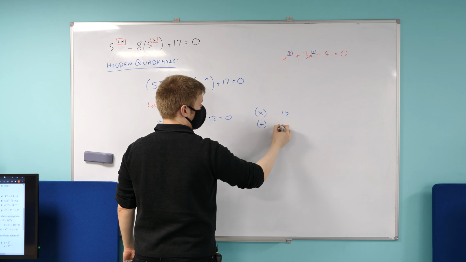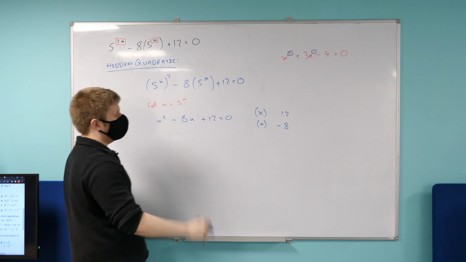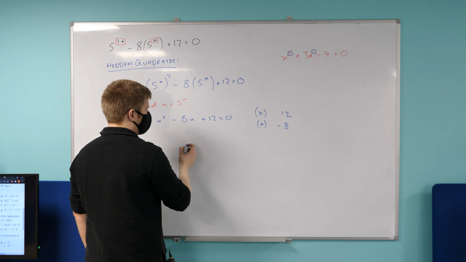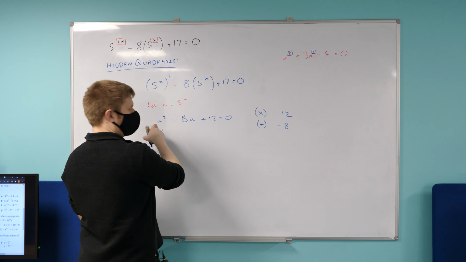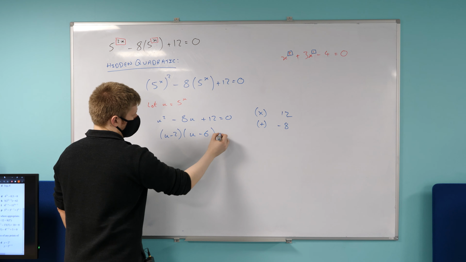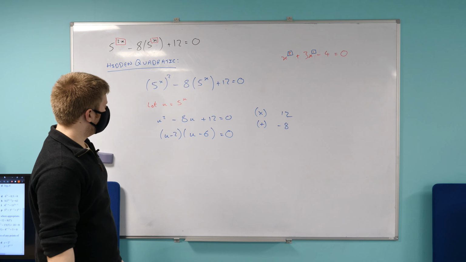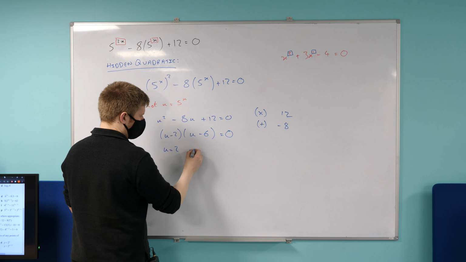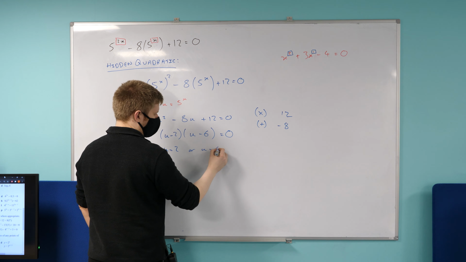Good. So negative 8, don't you mean? Yeah. Can you think of any? 2 and 6. Negative 2 and negative 6. Perfect. So because it's a straightforward quadratic, I can just factorise it to u minus 2, u minus 6 equals 0. In which case, that thing can equal 0, which means that u equals 2, or that thing can equal 0, which means that u equals 6.